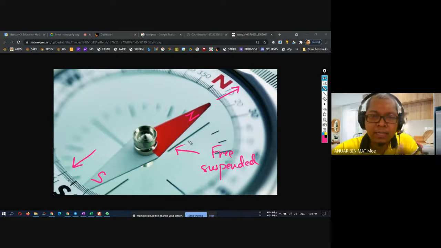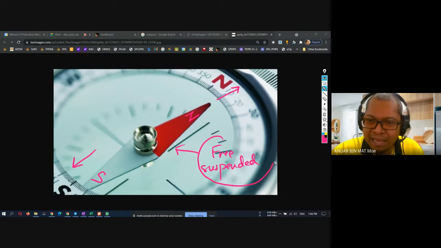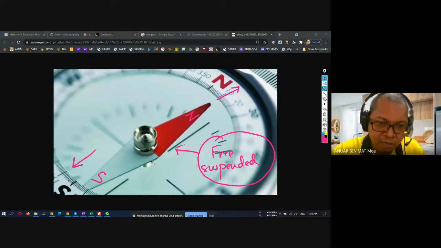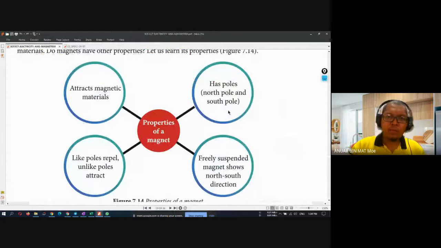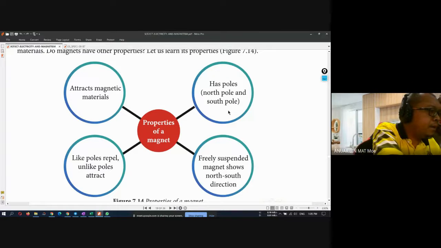No matter how you orient the compass, no matter how you put the compass, the north will always show to the north, and the south will always show to the south. When you suspend the magnet or a ferrous metal or iron on the tiny shaft, it will always show north, and at the opposite end, it will always show south. Can you understand this, class? Good. So we continue. Make sure you understand the 4 properties of the magnet.